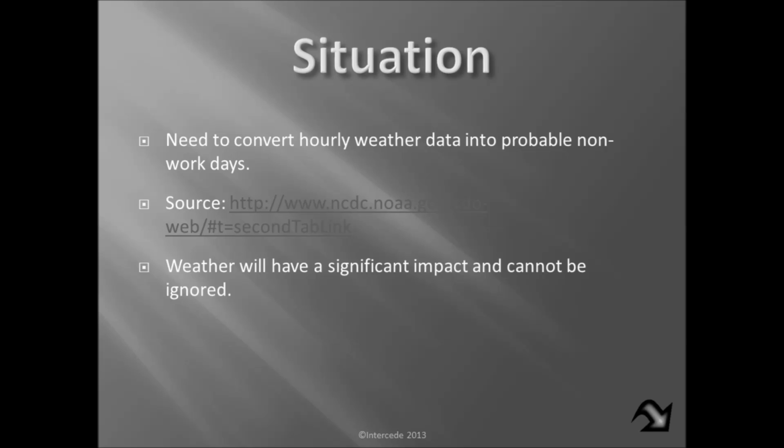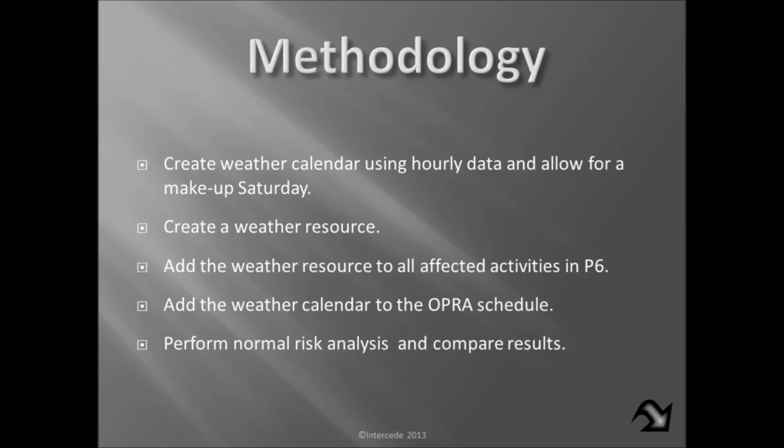But we're going back again. The situation is we need to convert hourly data into probable non-work days. And okay, the major departure that we're going to do here between what we did with rain delay and what we're calling seasonal weather is we're actually going to try to determine the P10s and P90s. Now, for rain delay, what we did is just arbitrarily select a plus or minus 2 days.